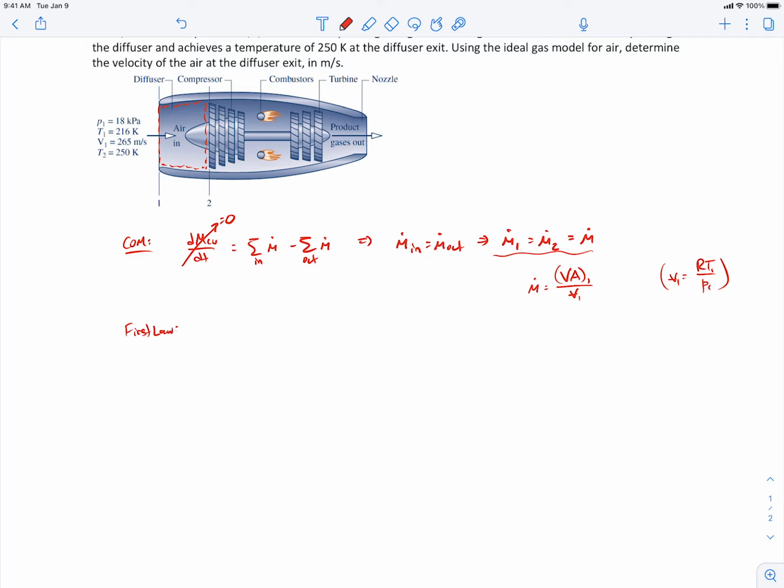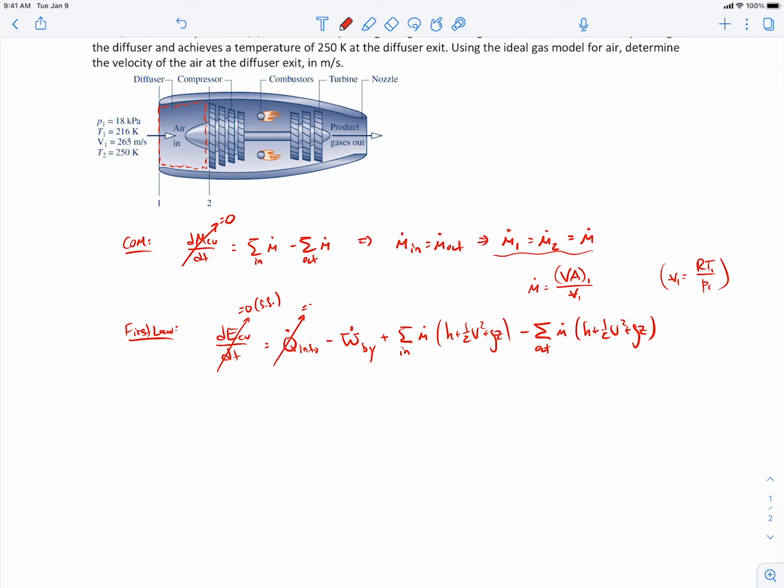I'll apply the first law to that same control volume. So let's write it out. And it just takes a moment to write the whole thing out. There's a lot of terms. Okay, so here we are with the first law. Again, the first term is 0 because it's steady state. Second term is 0 because it's adiabatic.